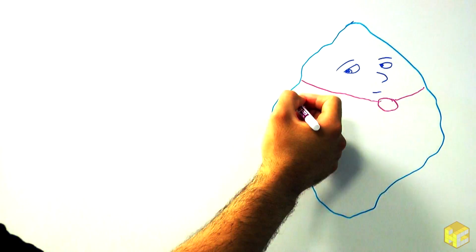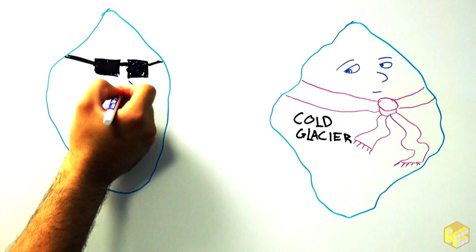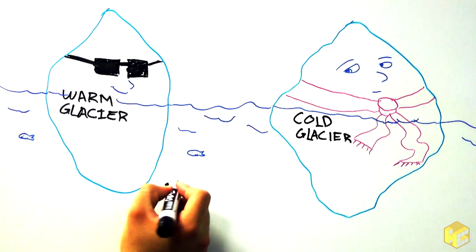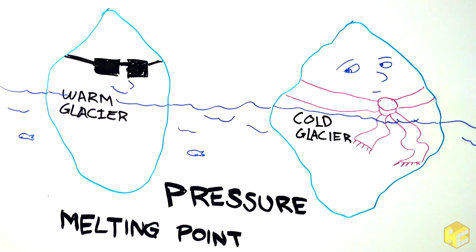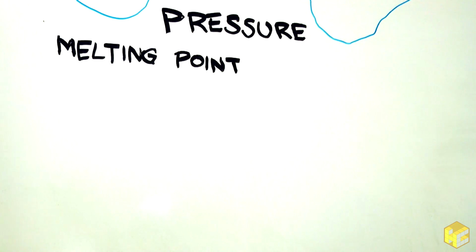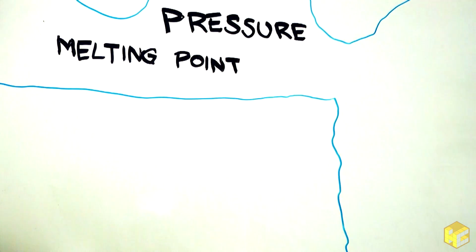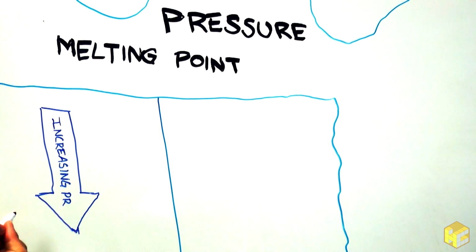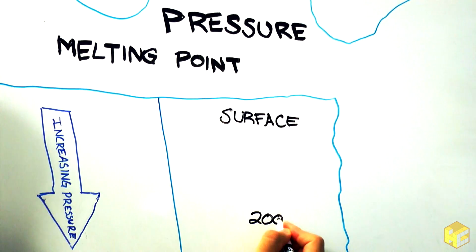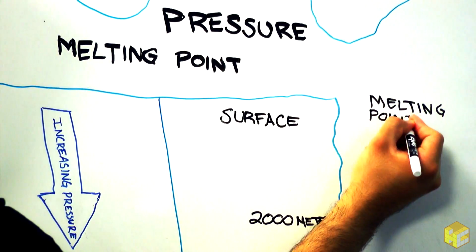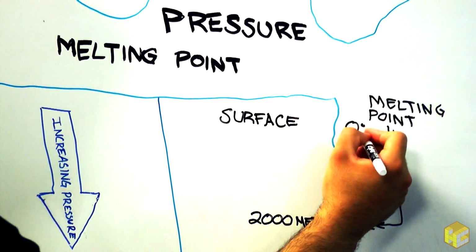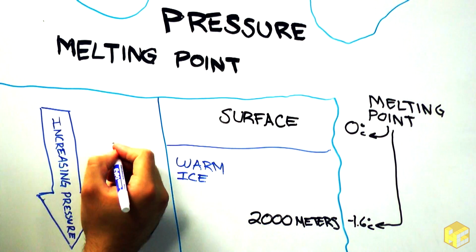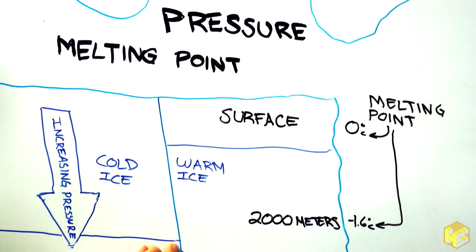Did you know that there are warm glaciers and cold glaciers? Crazy, I know. To understand the difference between the two, we need to talk about the pressure melting point. As ice is put under increasing pressure, the temperature at which it melts changes. At the surface, the melting point is 0 degrees Celsius, but at 2000 meters, it's negative 1.6 degrees Celsius. Warm ice is at the pressure melting point at the surface, and most of the mass of ice stays at the melting point. Cold ice is mostly below the pressure melting point, even at greater depths. Glaciers can be made of one or both types of ice.